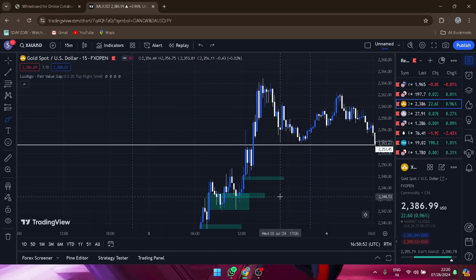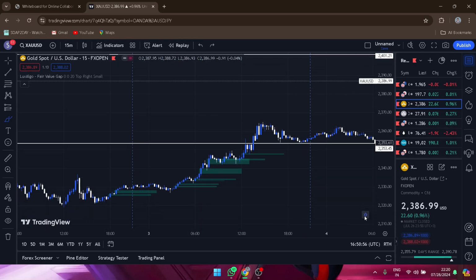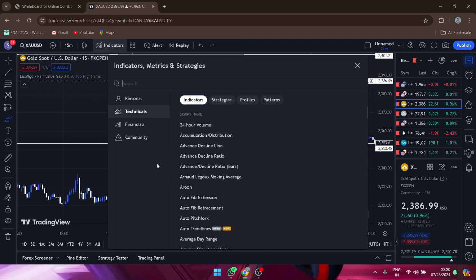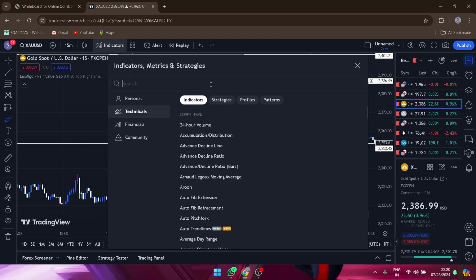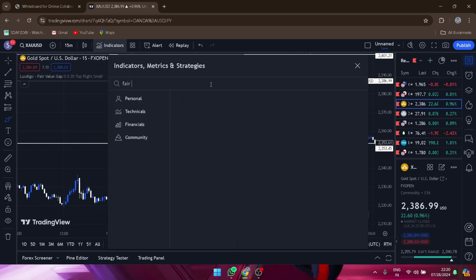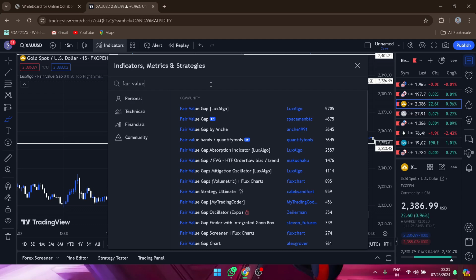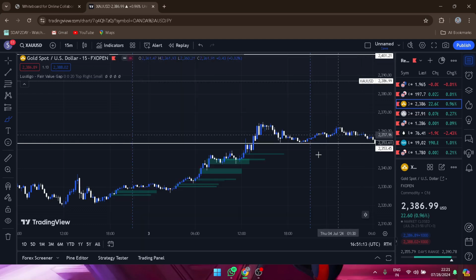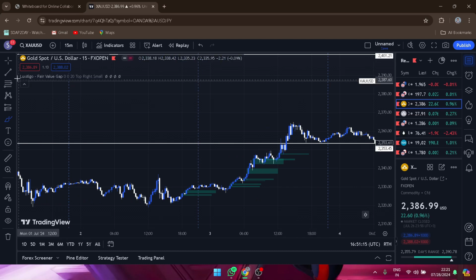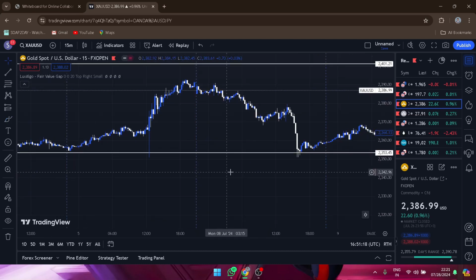I'll basically tell you, you don't have to find each and every fair value gap. There's basically an indicator. How do you see an indicator? Just go to indicators and search for fair value gap, and click the LuxAlgo one. If you click, you will see this kind of bars in the chart.